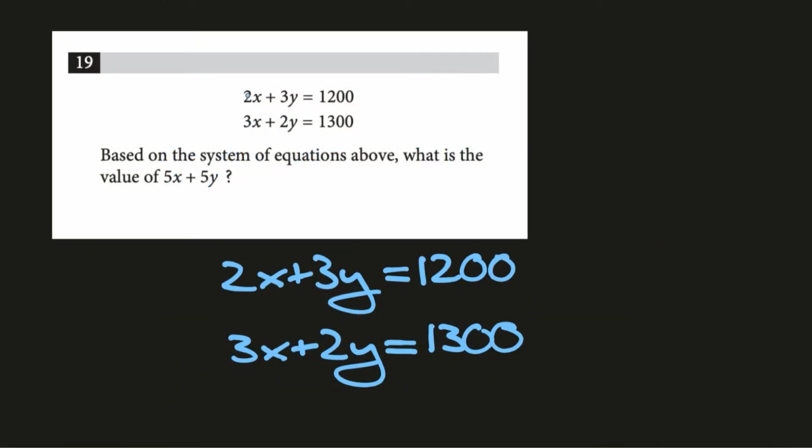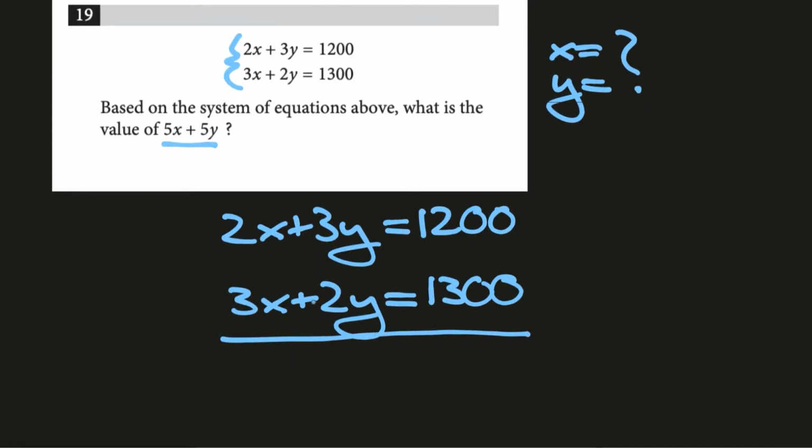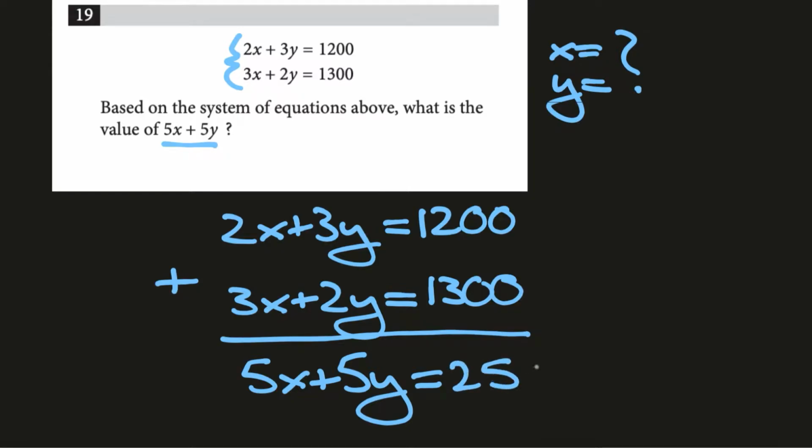In this question, for instance, we're given the system of equations 2x plus 3y equals 1200 and 3x plus 2y equals 1300, and we want to find the value of 5x plus 5y. Rather than solving for each variable individually, we want to take a look at the structure of the question, and we can notice that if we add both equations, we get the value of 5x plus 5y, which ends up being 2500.